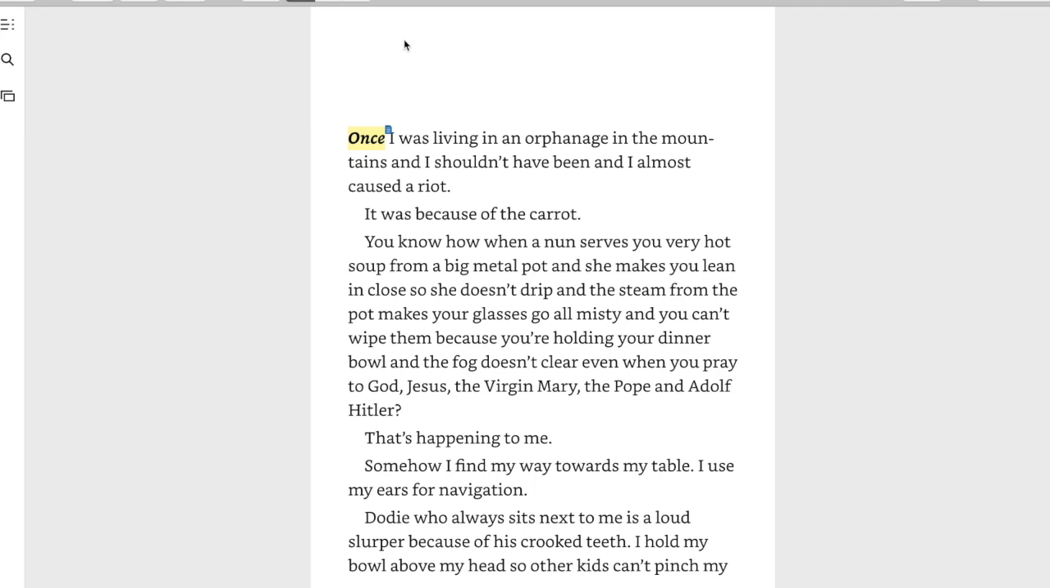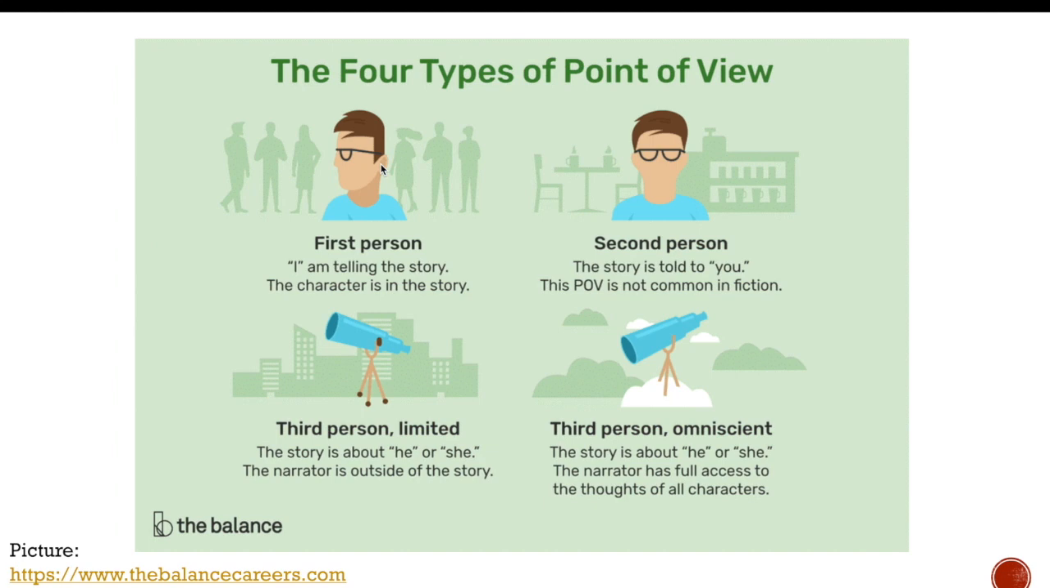The other thing that we need to do, and that we would write up here, is we need to talk about the perspective. You can see the very first sentence is, "Once I was living in an orphanage in the mountains and I shouldn't have been, and I almost caused a riot." Notice the pronoun I is used 3 times in this sentence. This tells us about perspective. Personal perspective in a story is very important, and there are 4 different perspectives that we can have. Here they are, 4 different points of view. The question we're looking at here is who is telling the story.